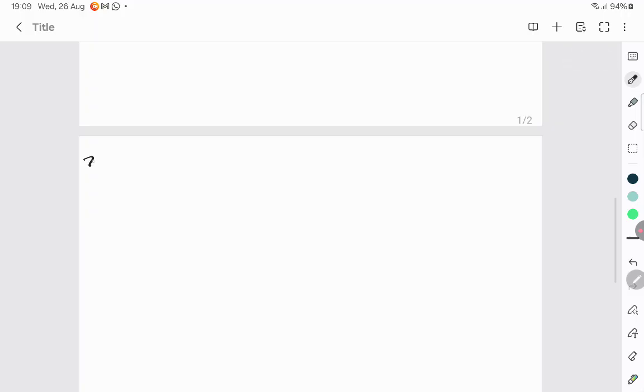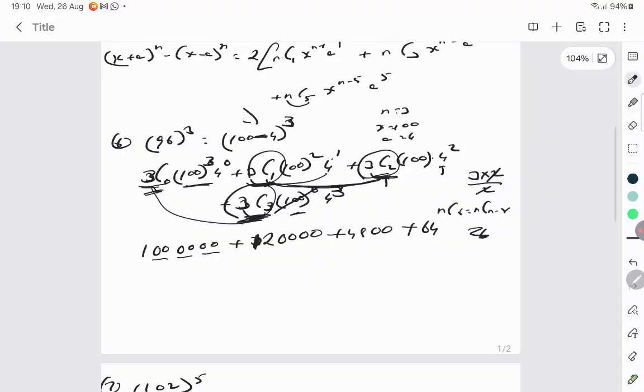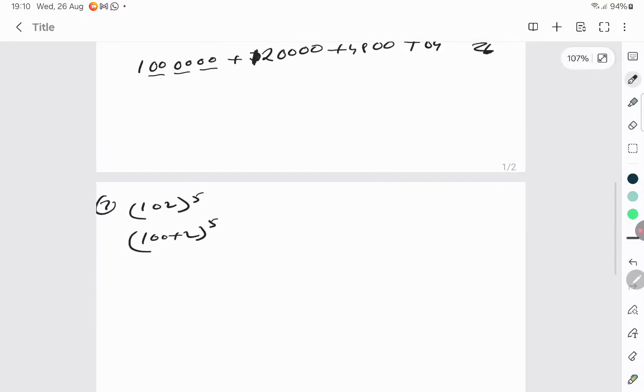That's the 7th question. (102)^5, which is (100 + 2)^5. There's no alternating negative sign. In the previous one there's an alternating negative sign because of the minus.